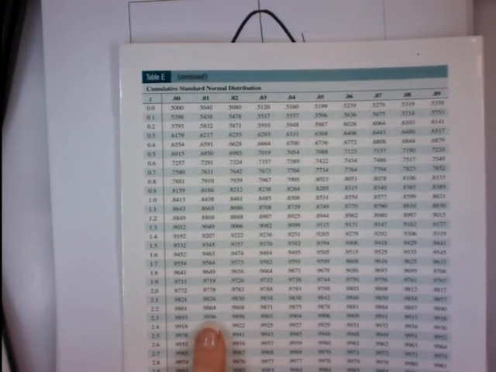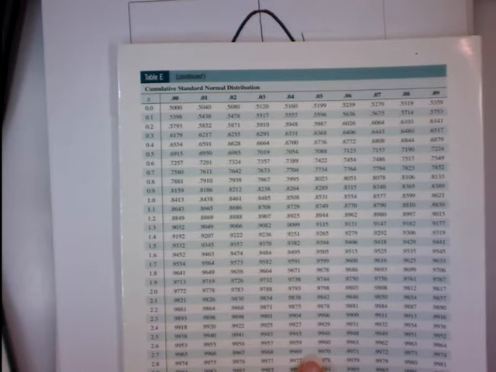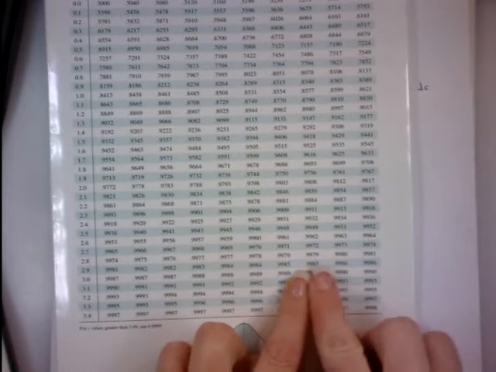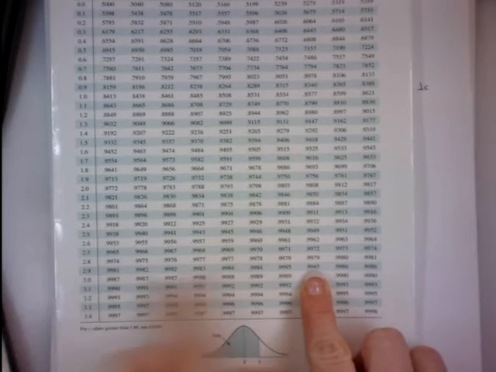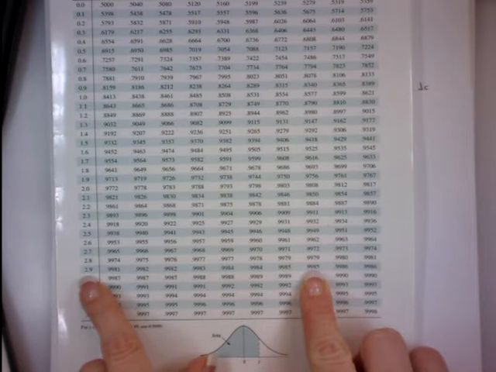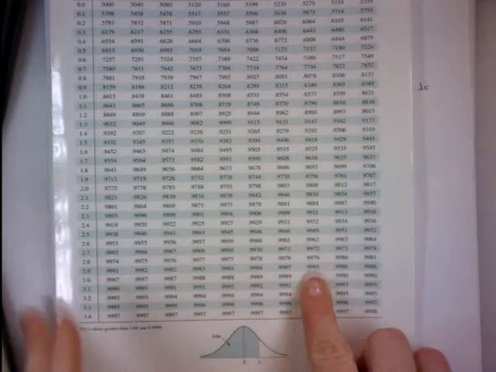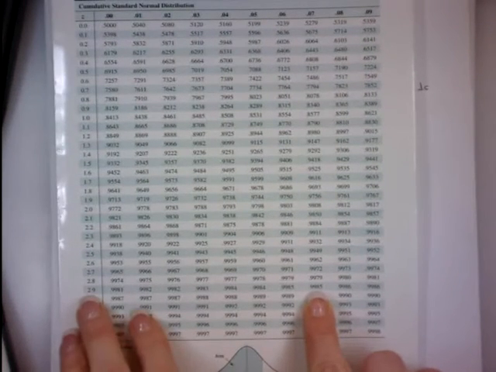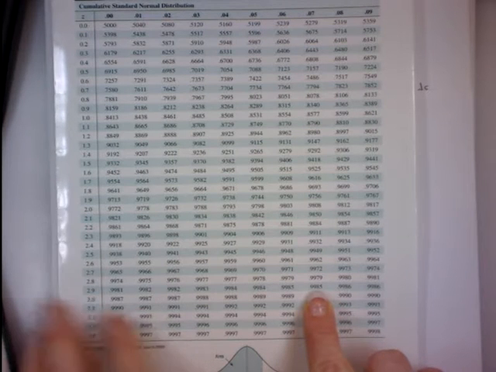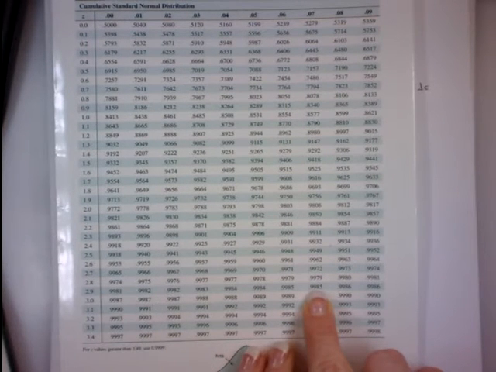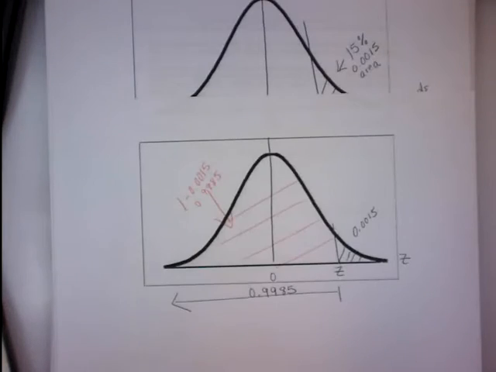And that area is going to be 0.9985 here. When you work your way out, you go out to a 2.9 and up 0.07. So your z-score should be 2.97. Okay?